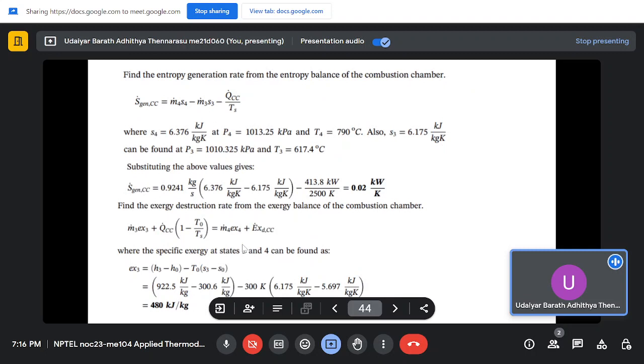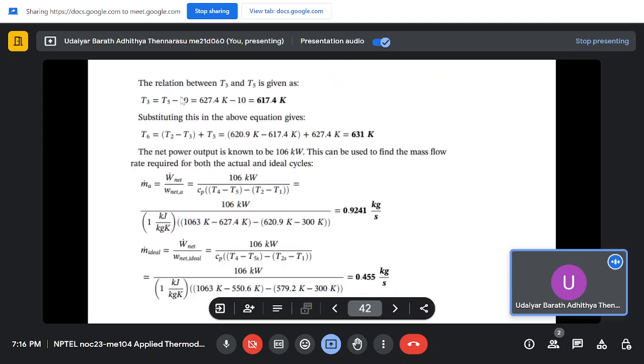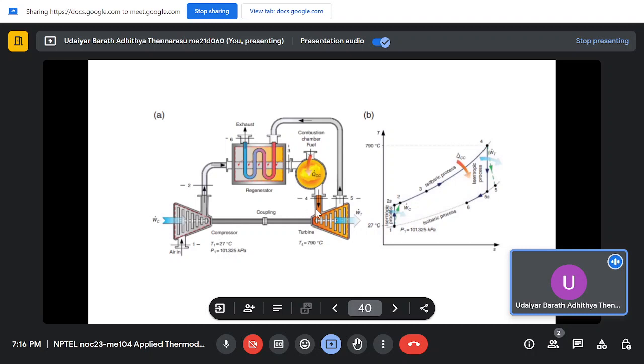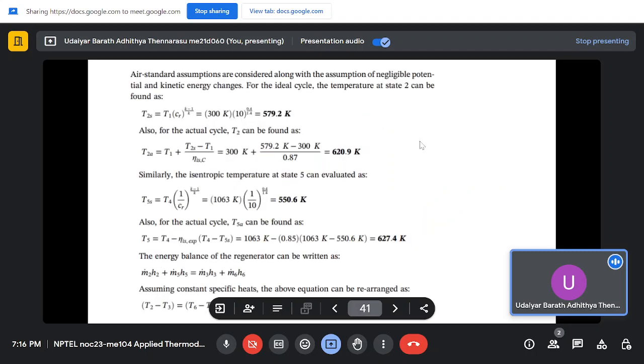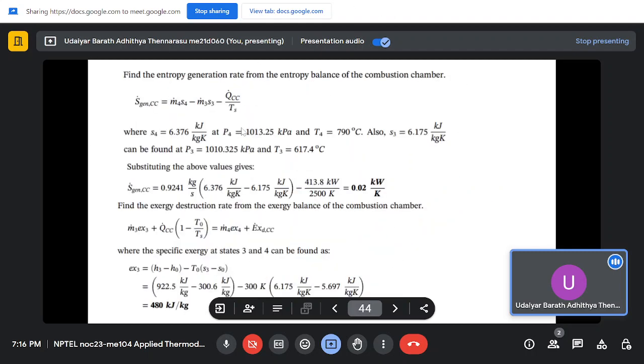So now we have calculated all the heat input and heat rejected. Next is to find out the entropy generated in the combustion chamber. Let's go back. So this is the combustion chamber. You have S3 coming in, S4 going out, and heat is added. So QC by T source, plus m dot 3 S3, equals m dot 4 S4 plus Sgen. So that is the combustion chamber entropy balance. So you're doing an entropy balance, and Sgen is what we have to find out.